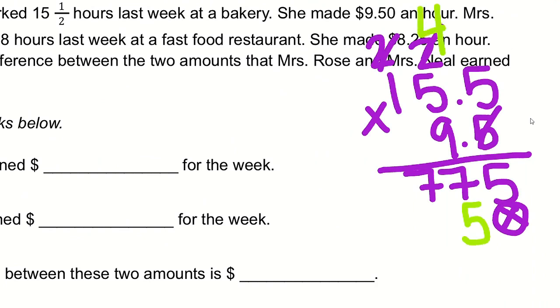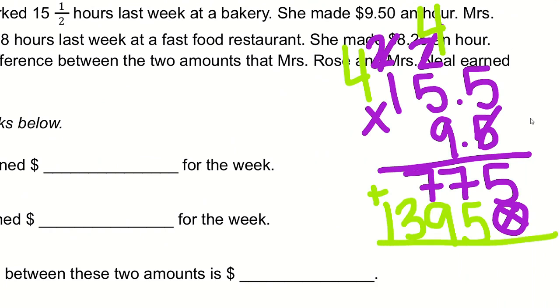Carry the 4. And then 9 times 5 again is 45 plus 4, 45, 46, 47, 48, 49. Carry the 4. 9 times 1 is 9 plus 4, 13. Now we add them all up. I feel like I'm making this way too big. It's okay. We can erase it if we have to.